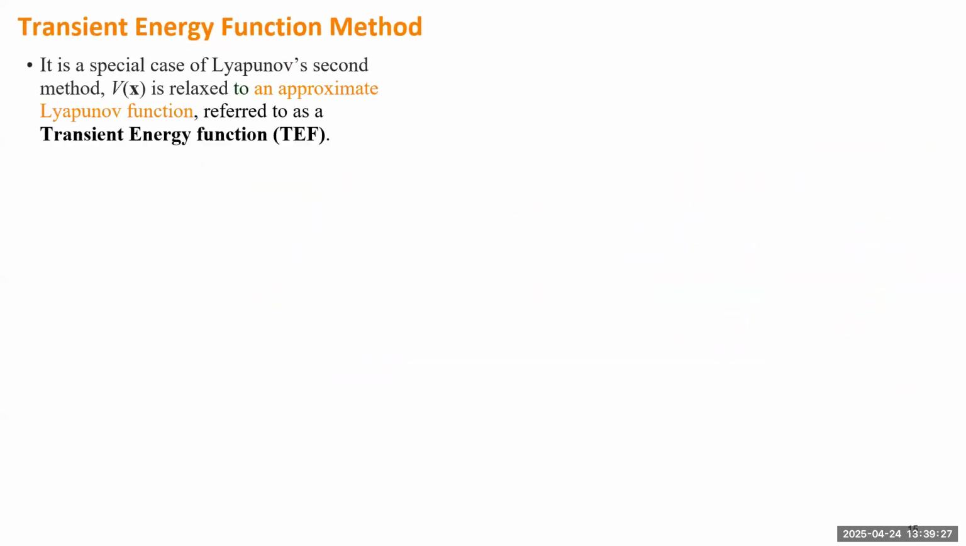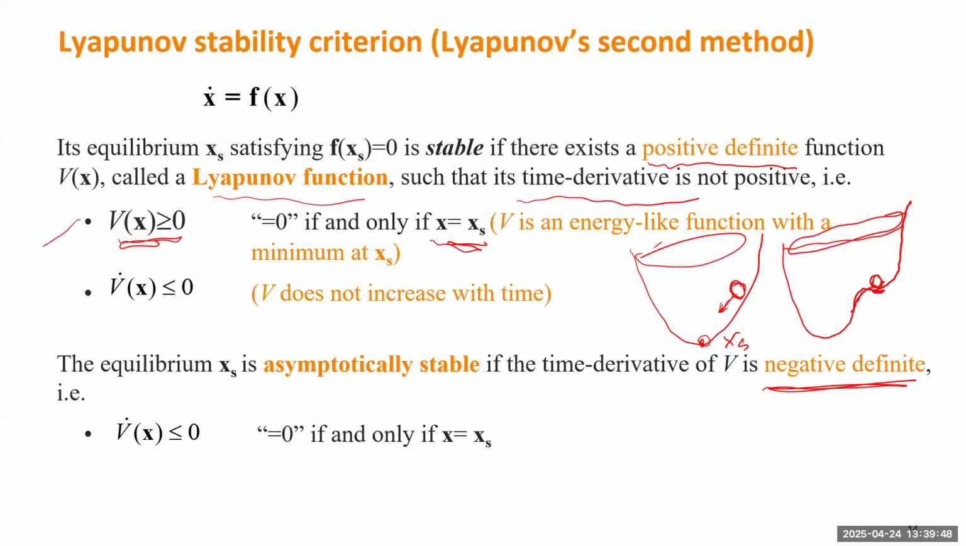So next we can talk about the transient energy function method. The transient energy function method is basically just an approximate version of the Lyapunov stability criteria, because finding a Lyapunov function which satisfies both conditions here may not be easy for a very complex system. For a very simple system, you can easily find that function.